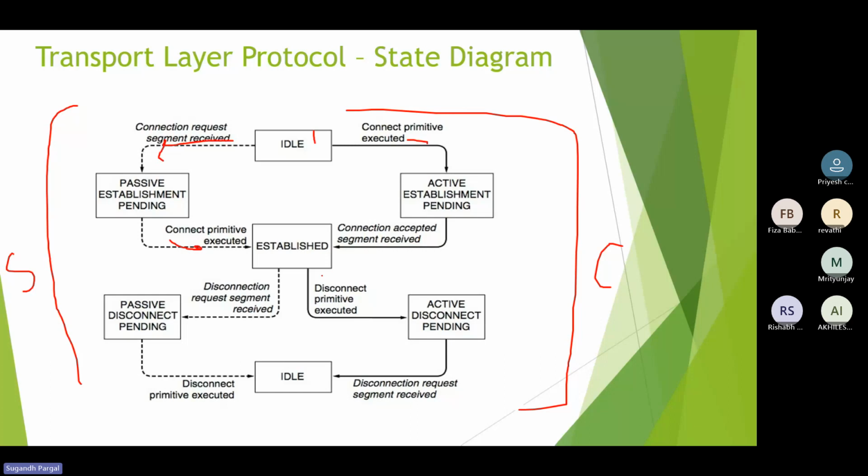In a similar manner, whenever the established connection wants to get disconnected, the disconnect primitive is sent from the client side for active disconnection, which is pending. Then the disconnection request segment has been received at the server side. Here the passive disconnect request is again pending. Then the server side sends the disconnect primitive to the client side, and the client side receives the disconnect request segment, and then the connection is disconnected and becomes idle again. So this is how the state diagram proceeds from the client to server connection and disconnection.